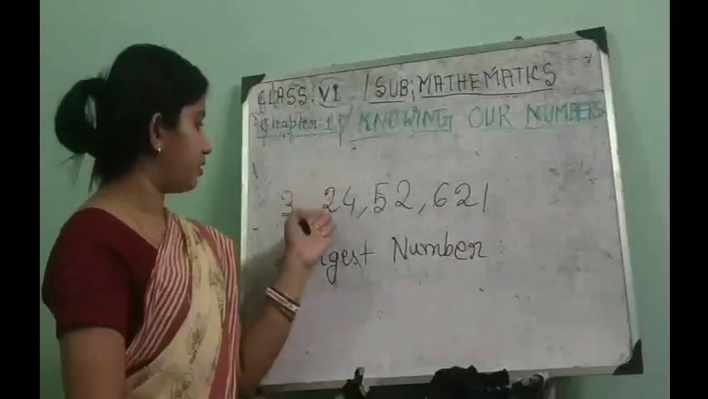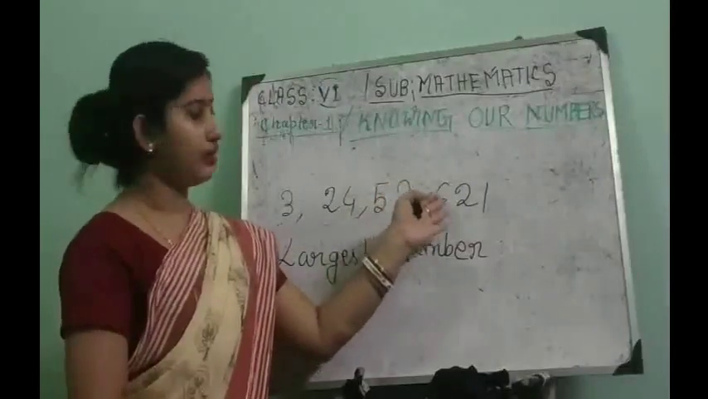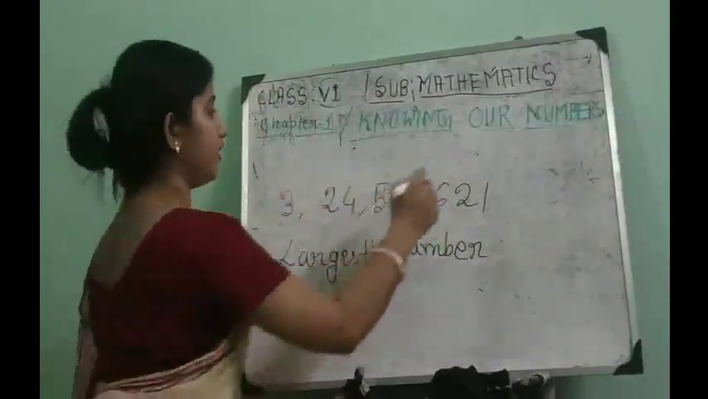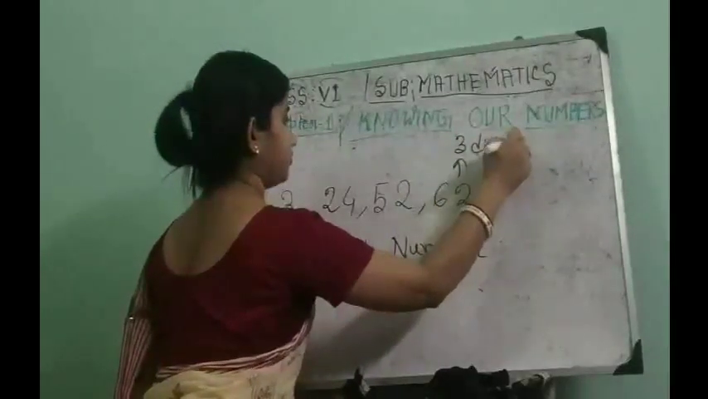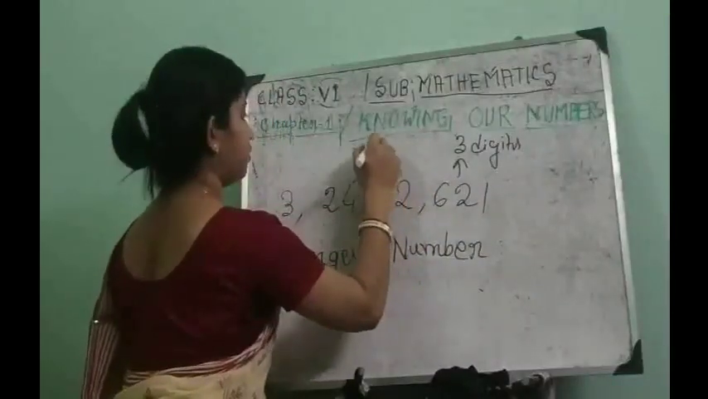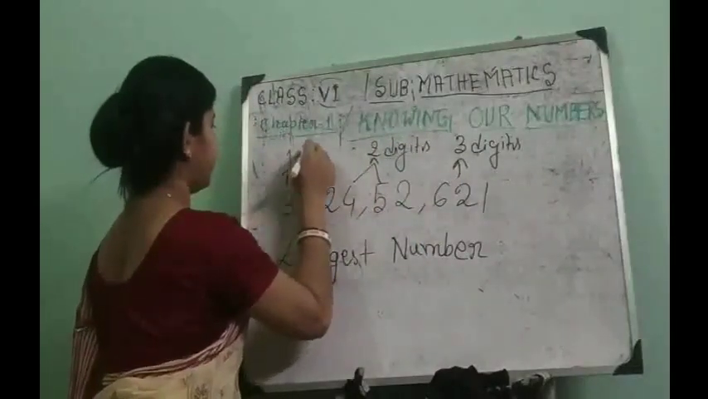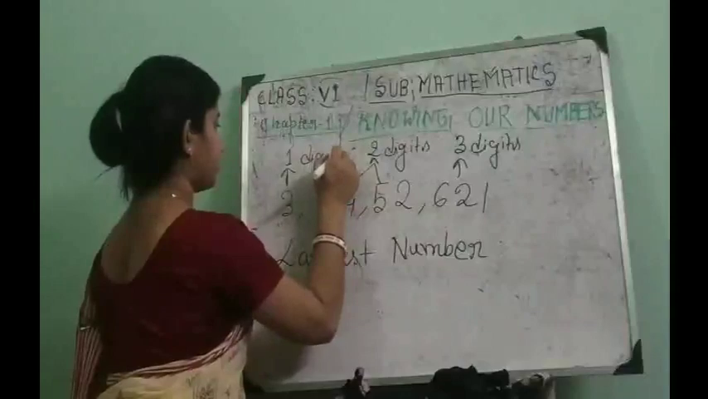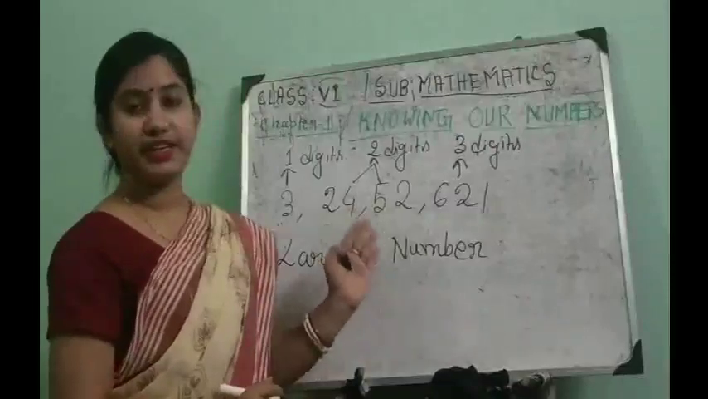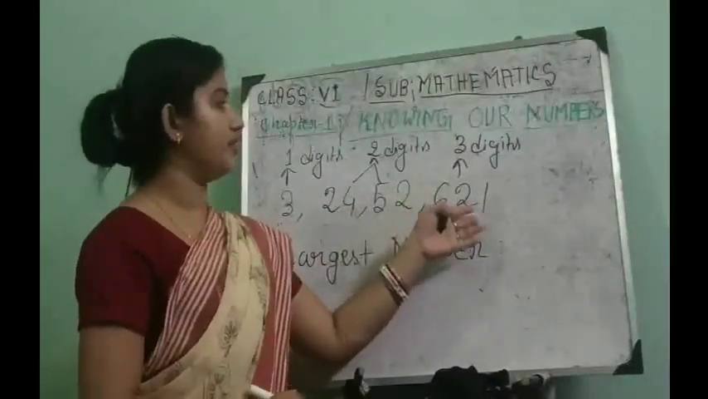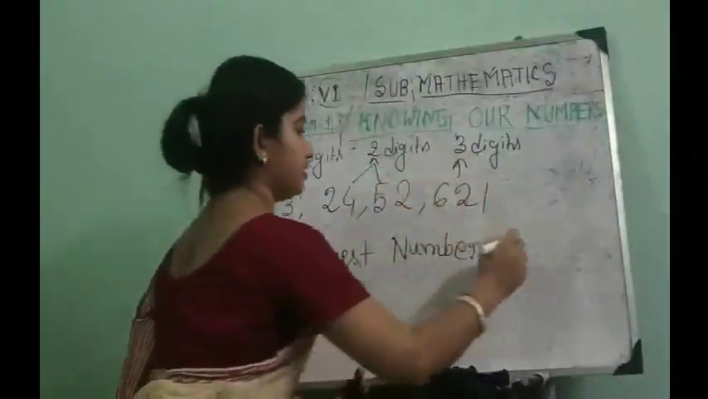Here biggest digit number is 621. This is 3 digit number. These are 2 digit and this is 1 digit. So first we look digits. Which is biggest digit number? 621. This is 3 digit number. So among these, 621 is largest number.